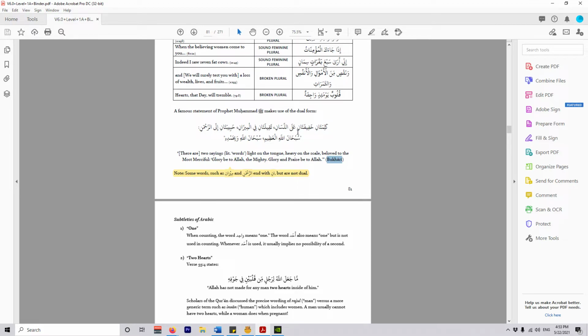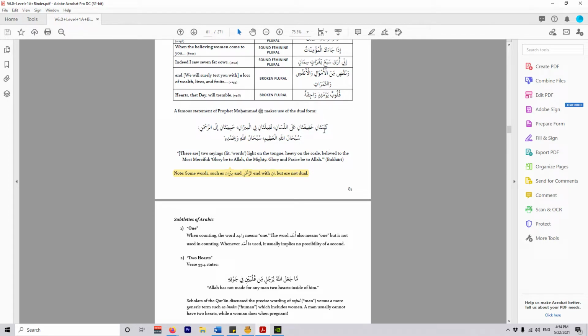So 2 light words on the tongue, they're 2 heavy words on the scale. They're 2 beloved words to the most merciful, Rahman. It should have a dagger aleph at the end there. So there are 2 words that are light on the tongue, heavy on the scale, beloved to the most merciful. Glory be to Allah, the mighty. Glory and praise be to Allah.